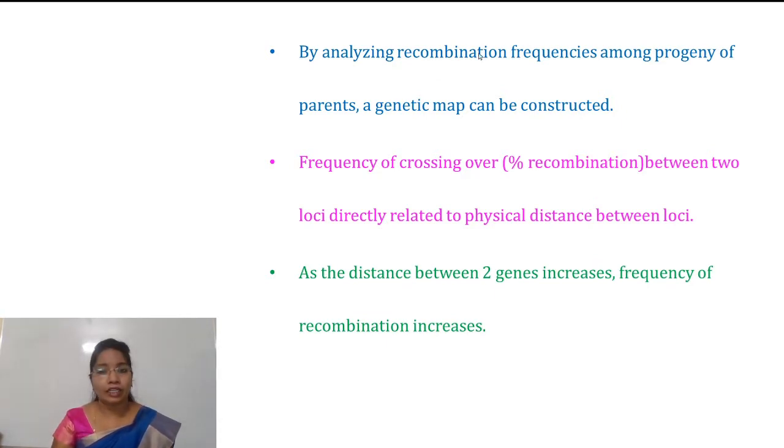So, by analyzing recombination frequencies among the progeny of parents, a genetic map can be constructed. For constructing a genetic map, we should know the recombination frequency, that is the frequency of crossing over. The frequency of crossing over between two loci is directly related to the physical distance between loci. As the distance between two genes increases, the frequency of recombination also increases. So they are directly proportional to each other.